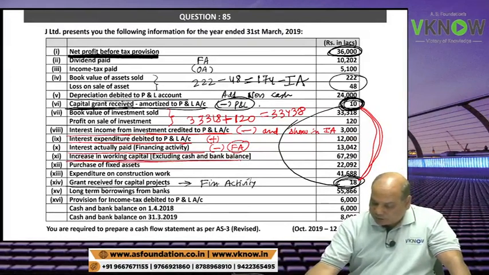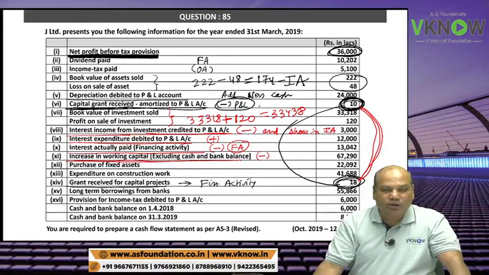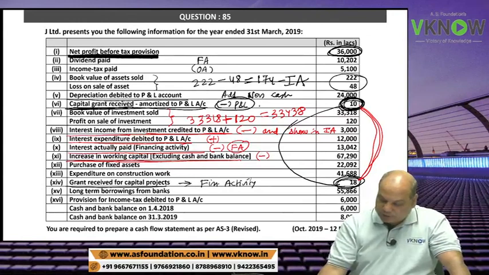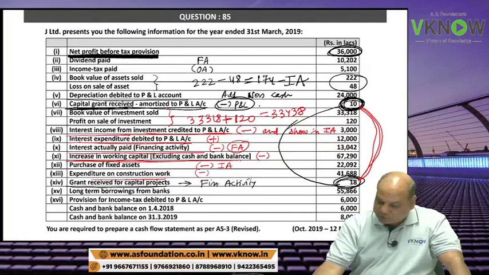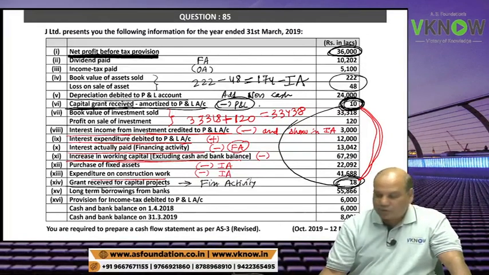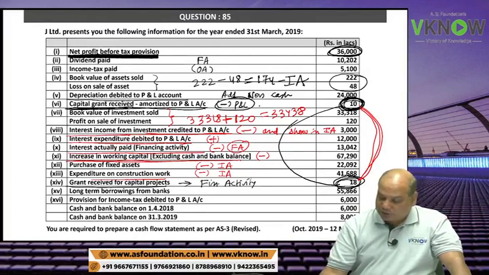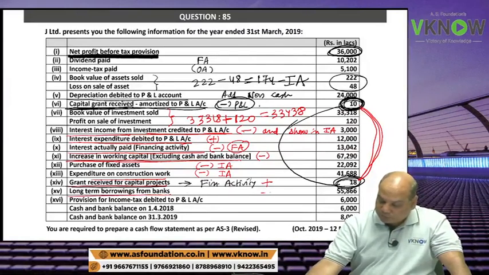Increase in working capital is a negative item in cash flow from operating activity. Purchase of fixed asset, negative item, investment activity. Expenditure on construction work, negative item in investment activity. Grant received for capital project, positive item, financing activity. Long term borrowing from bank, positive item, financing activity.